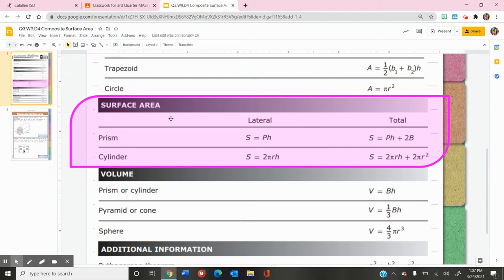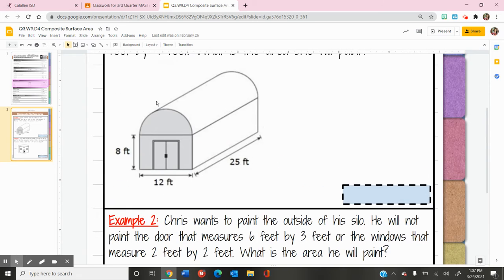And then when you get into the formula for surface area of a cylinder, the only two things you need are your radius and your height. With that being said, let's go ahead and jump into page 2.